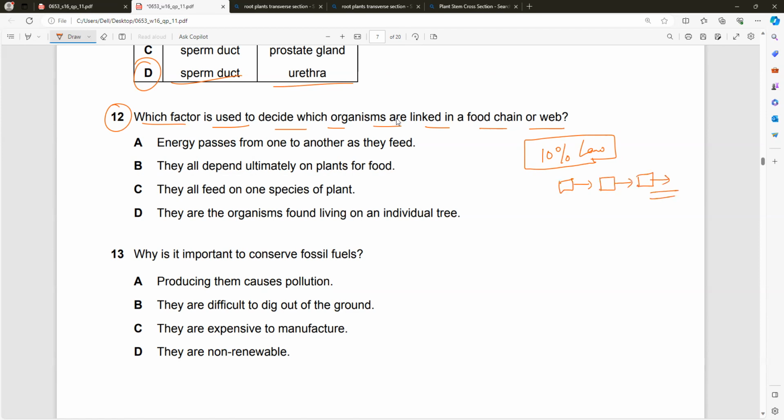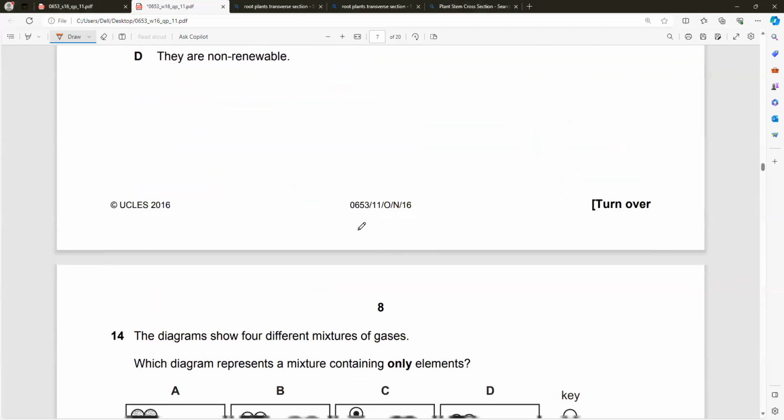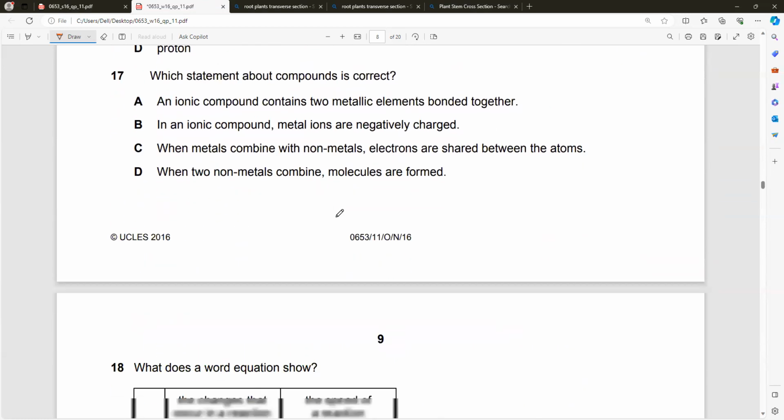One organism, another organism. So what is the answer? Option A. That's all. Clear? Next question, you leave it. This is also leave it, no issues.